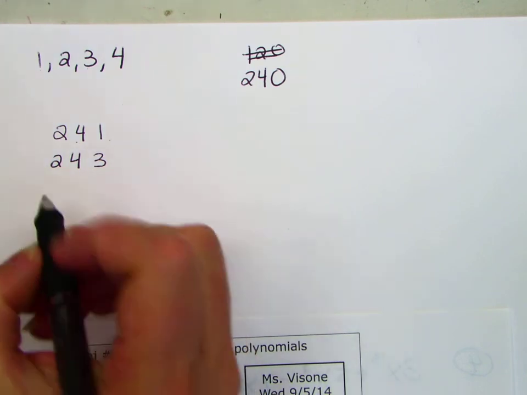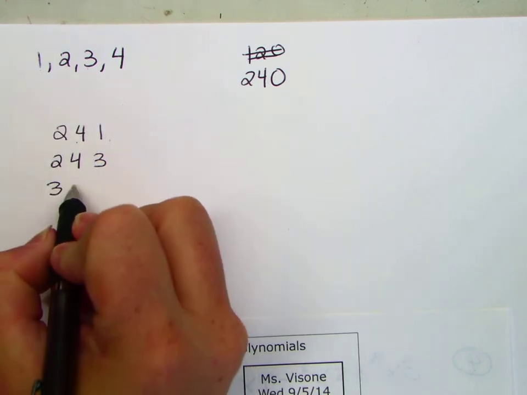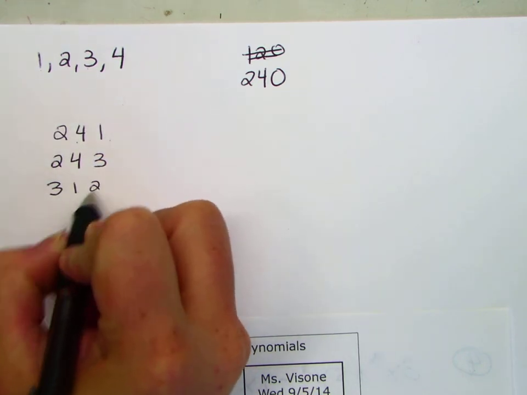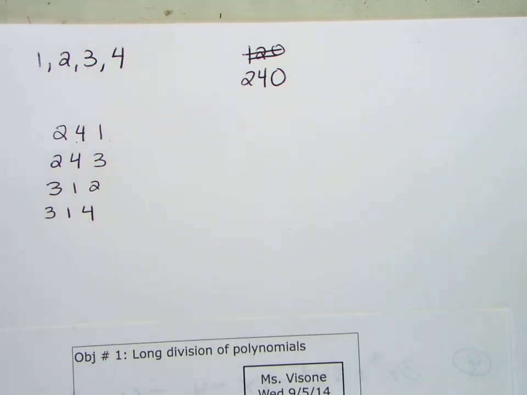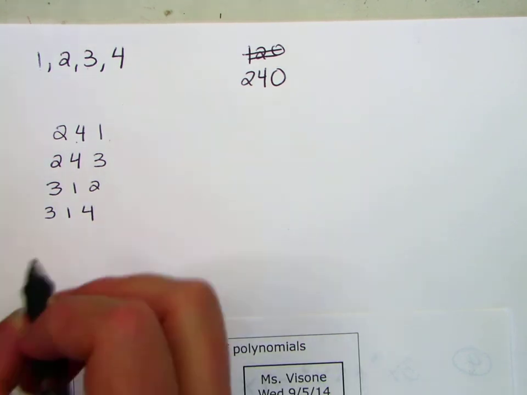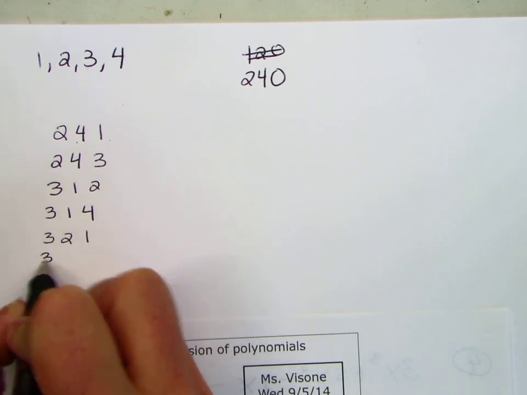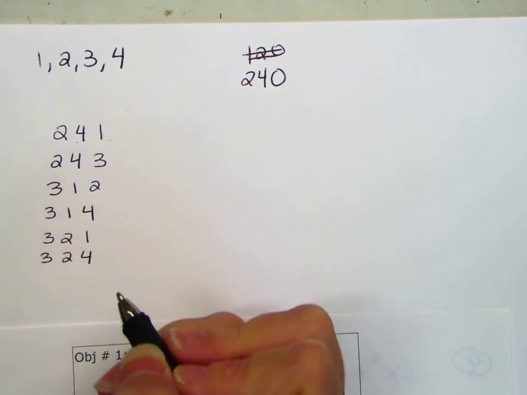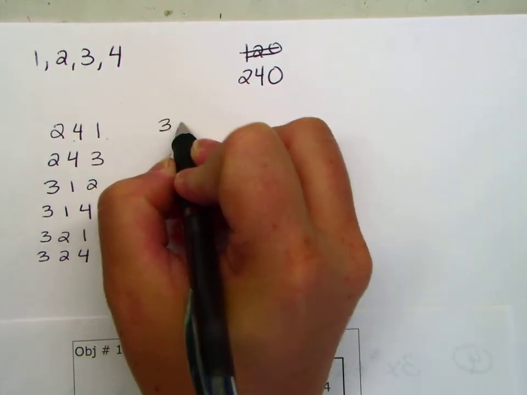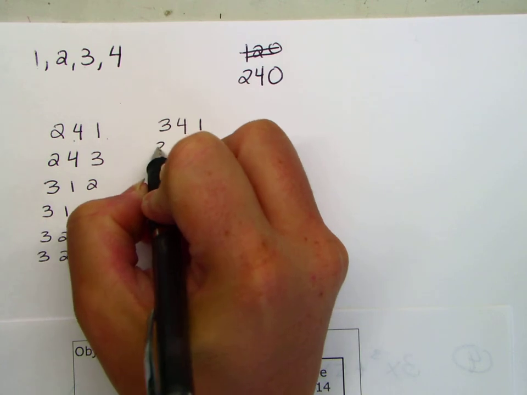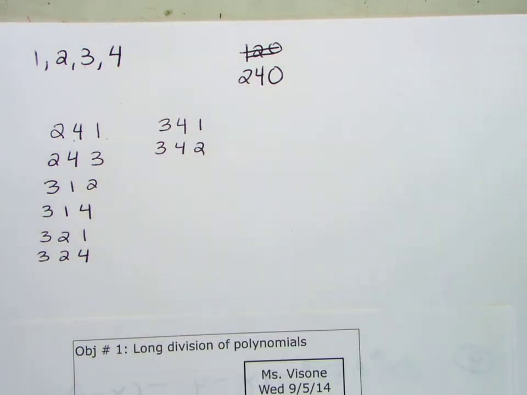Right? So then we could put a 3. And again, we're using the other digits. So we could do 3, 1, 2; 3, 1, 4. Again, you can't do 3, 1, 3 because you can't use the 3 twice. Right? Then we could do 3, 2, 1; 3, 2, 4; 3, 4, 1; 3, 4, 2. All right, so those are all the 3s.